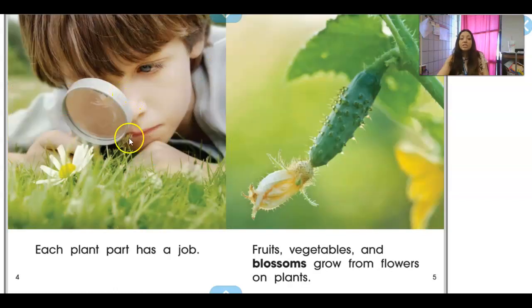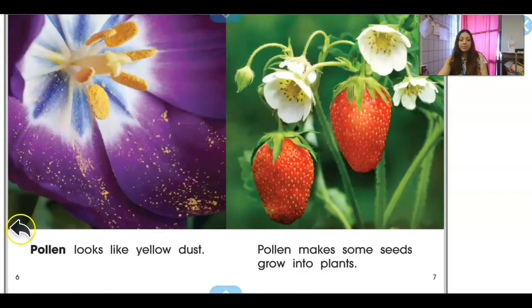Okay. Each plant has a job. Fruits, vegetables, and blossoms grow from flowers to plants. Oh, and look, I have that bolded print again. So if I didn't know what a blossom was, I could go all the way back into the glossary and figure out what it is.